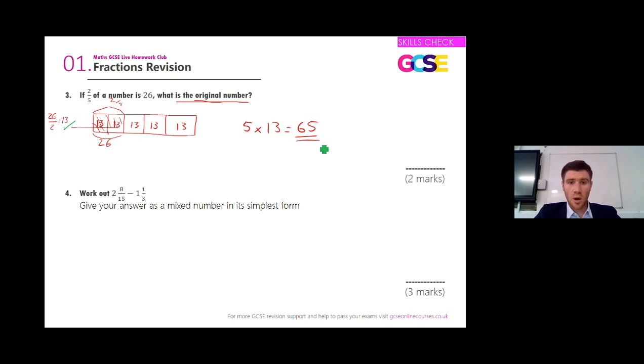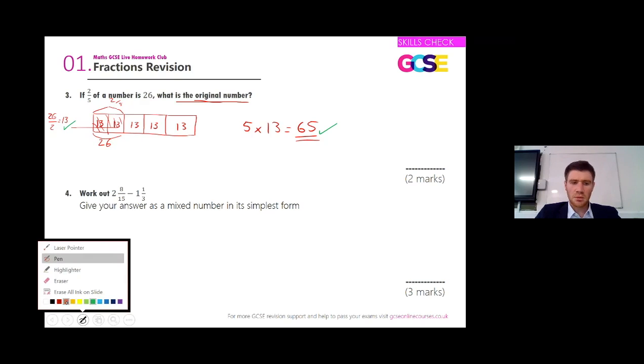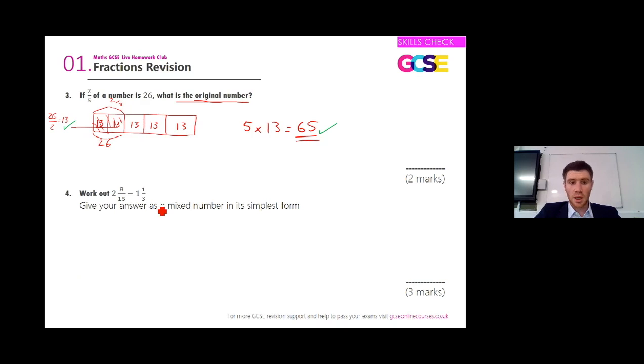So 1 mark for identifying 1/5 as being 13. And then 1 mark for identifying that 5/5, the whole, is 65. You get your answer mark. Remember, your answer mark is only really ever worth 1 mark. So you need to do the working out and you need to show that and demonstrate it to get those working out marks.